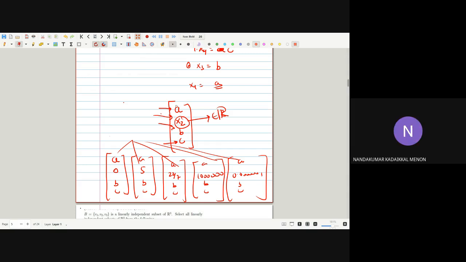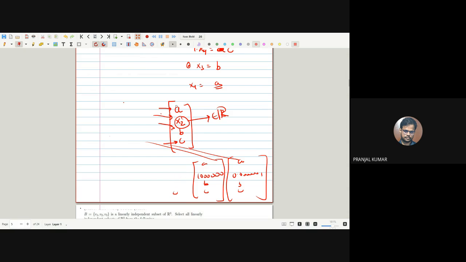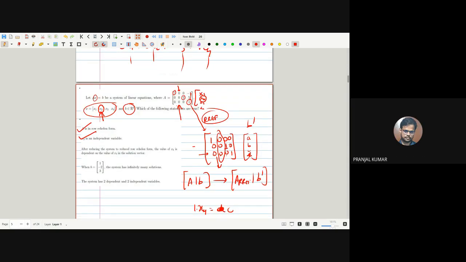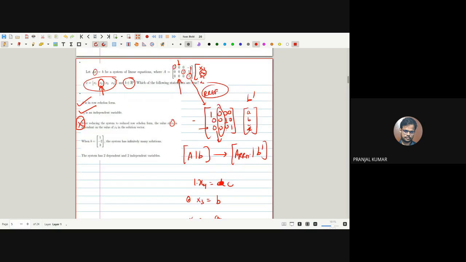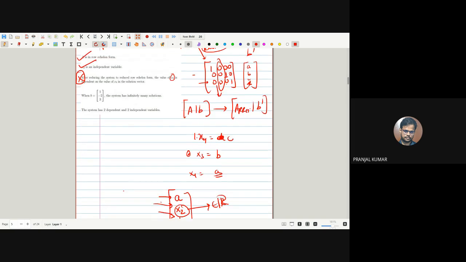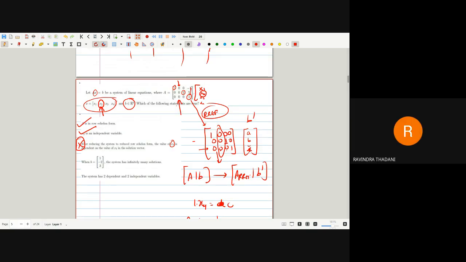Clear? Okay, so you can just tell what are the dependent variables. But see, you can see that in this case, all the dependent variables are not dependent on x2 anyway, right? Okay, so after reducing the system to reduced row echelon form, the value of x3 is dependent on the value of x4. No, this is wrong. It is not dependent on anything. If it were to be dependent, then it would have been on x2, not on x4 anyway. Got it.